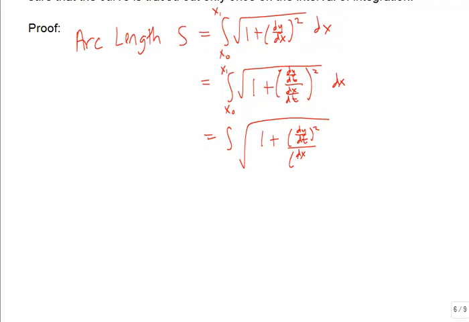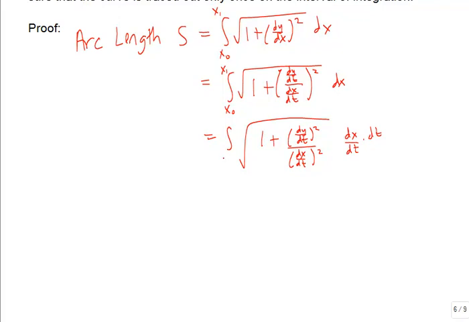Over dx dt quantity squared. And I'm going to rewrite this dx. Notice what I'm going to do here. I'm basically dividing by a dt and multiplying by a dt, so those essentially cancel each other out. So I just multiplied by a fancy version of 1.